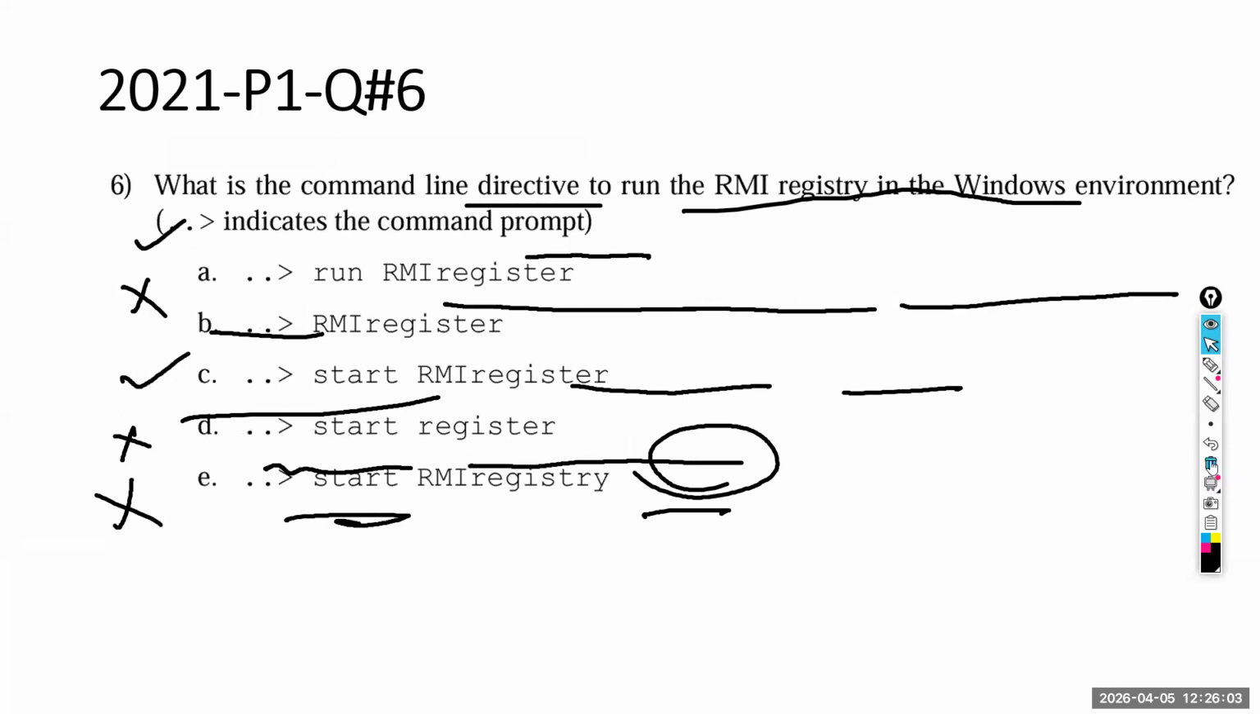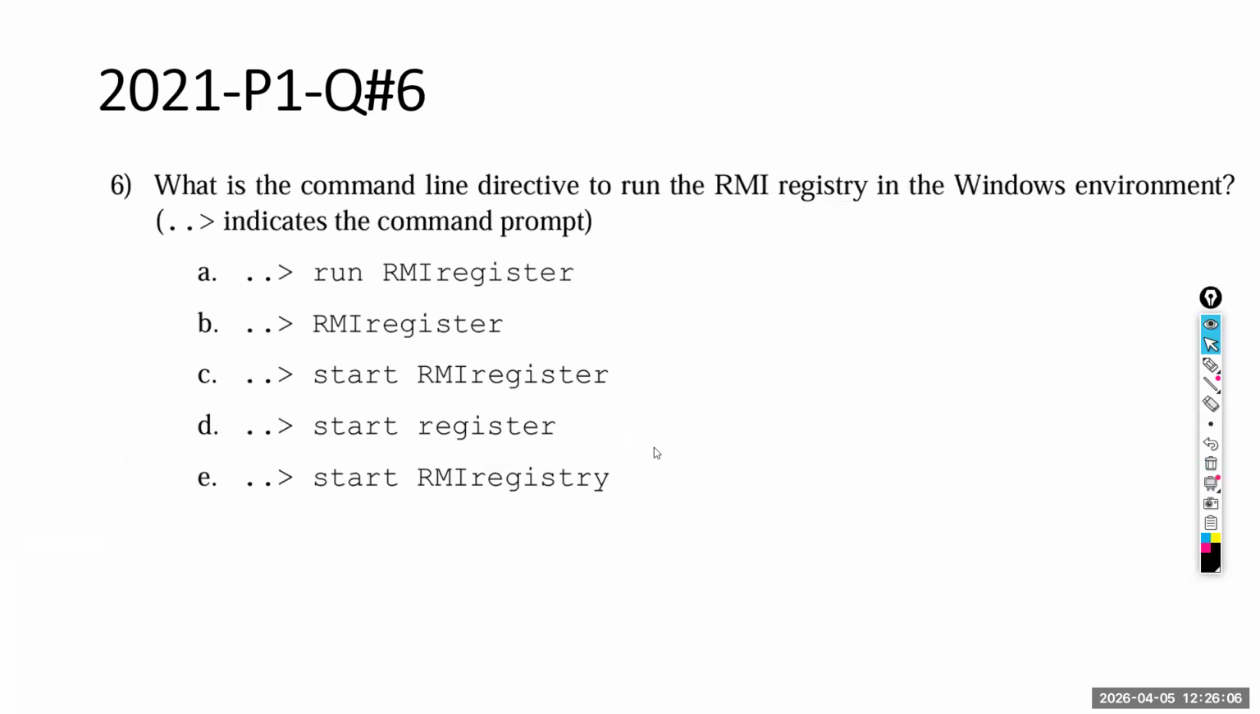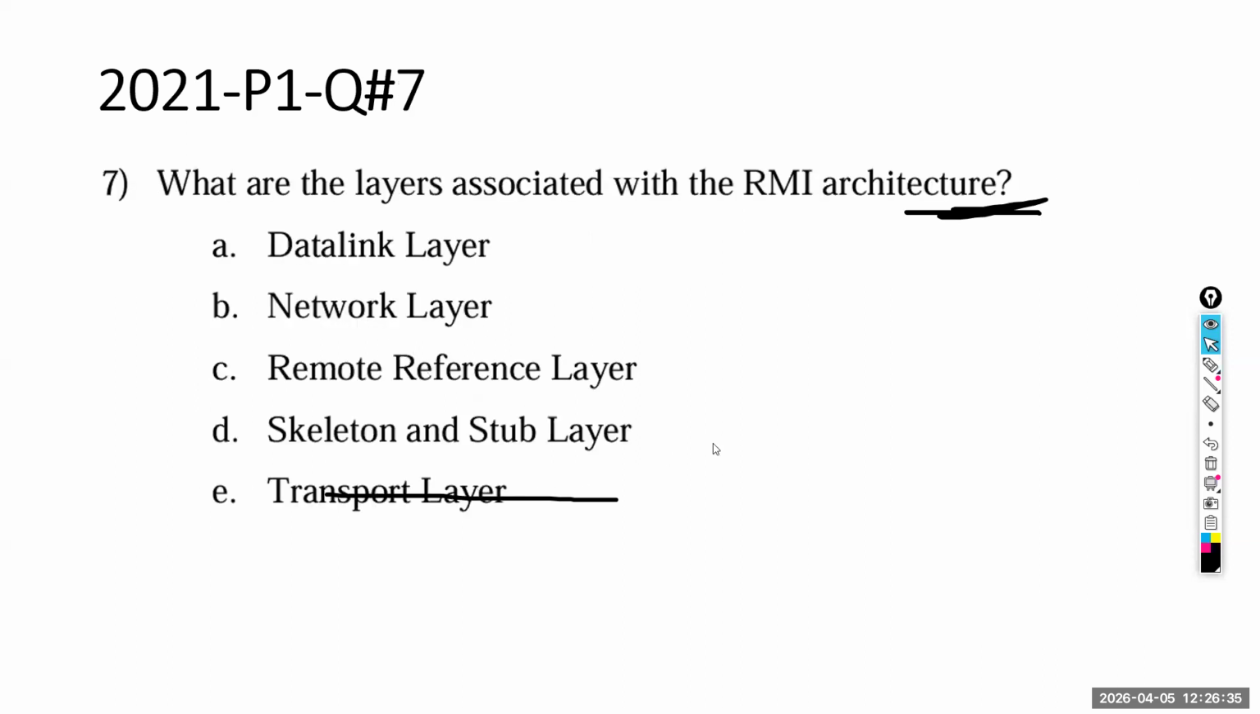So there's another question. What is the command line directive to run the RMI registry in Windows? So that is what we did today itself, right? Start rmiregistry. Or rmi register, or rmi registry. Registry, right? Yeah, start rmiregistry. Yes, see. So we executed that command today itself. Right. One more question.